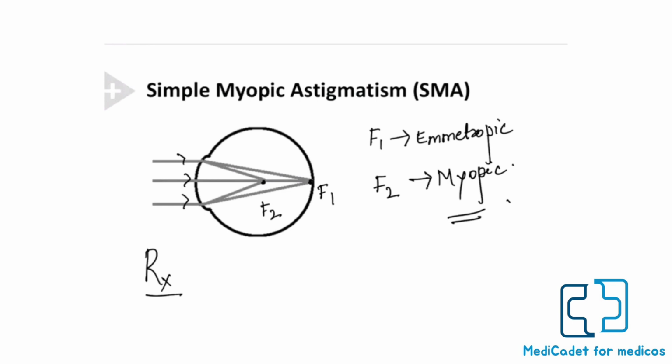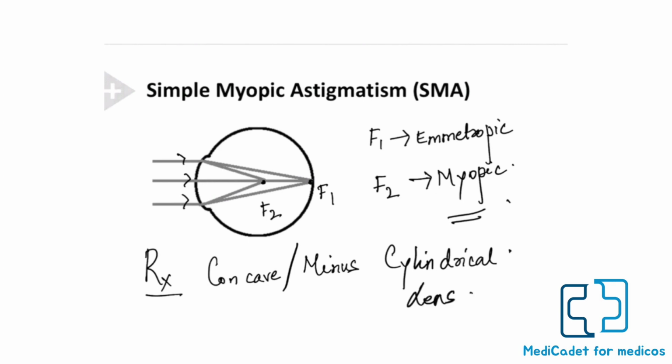Now what cylinder, plus or minus? Obviously this is myopic, so it will be a minus cylinder. So here the prescription for SMA is a minus or a concave cylindrical lens.